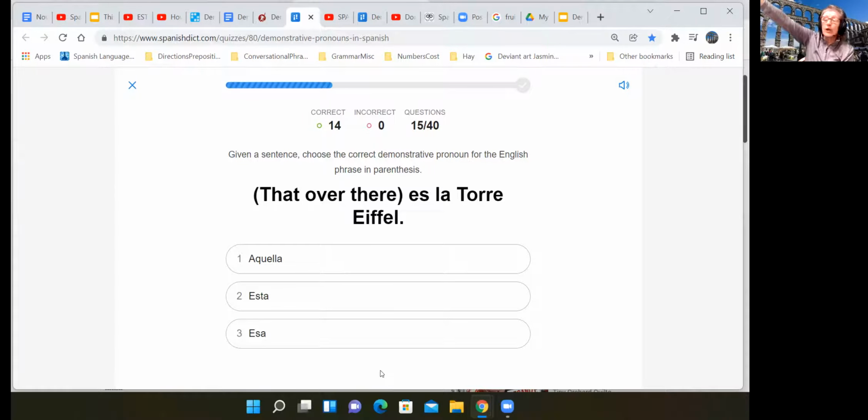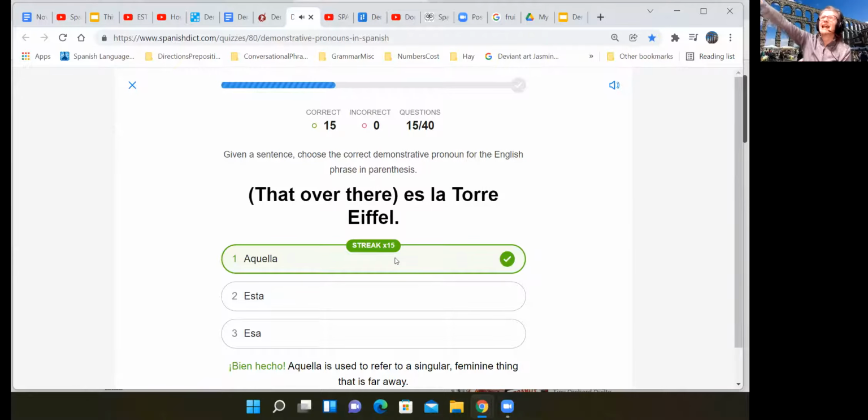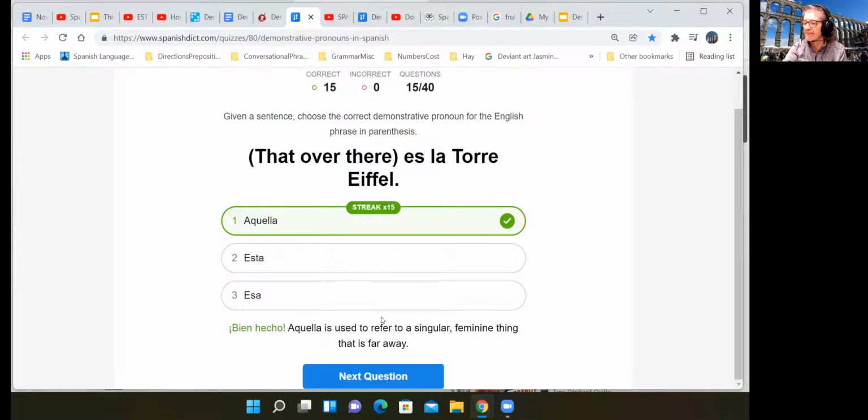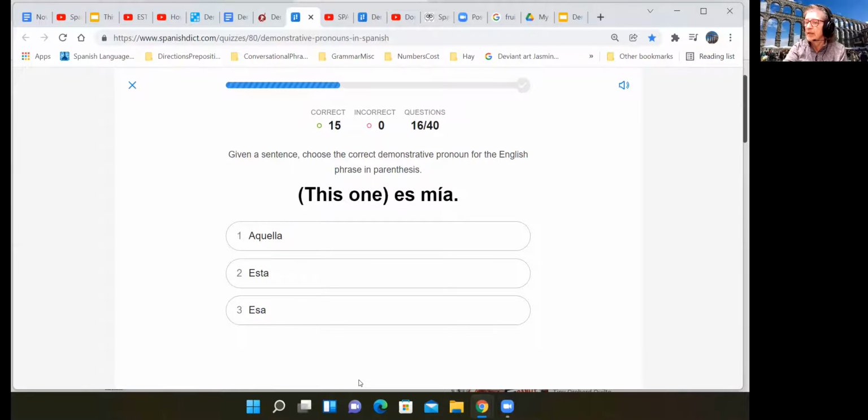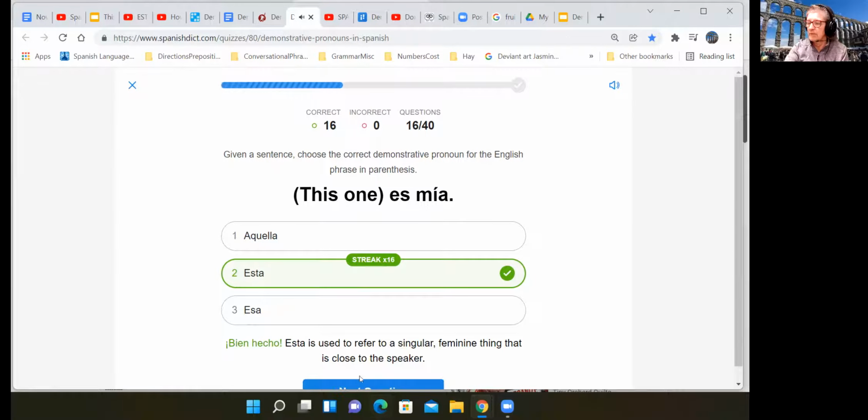That over there is the Eiffel Tower. Aquella. Aquella es la Torre Eiffel. Es la Torre Eiffel. Bien. This one is mine. Esta es mía. Sí.